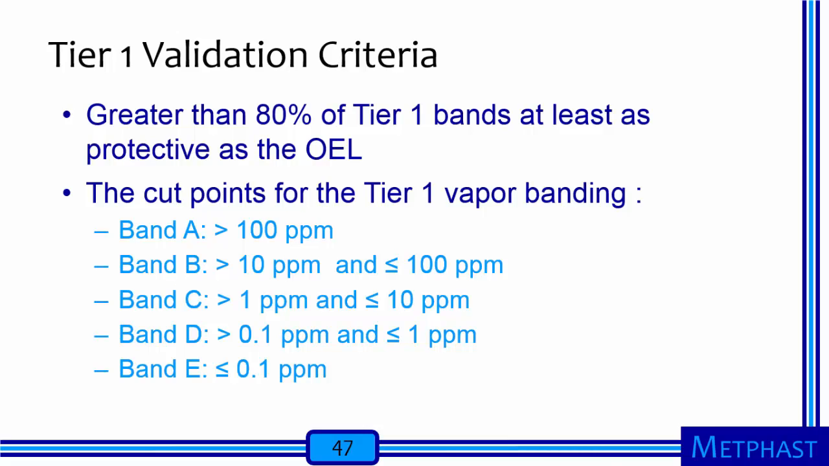So that there is a value in each of the Tier 1 bands at least as small as the OEL, because 1 part per million is less than 5 parts per million, 0.1 parts per million is less than 5 parts per million, and 0.01 ppm is less than 5 parts per million. Tier 1 bands, if assigned, can only be C, D, or E, so they will always be at least as protective for chemicals with OELs that would fall into the bands A, B, or C.